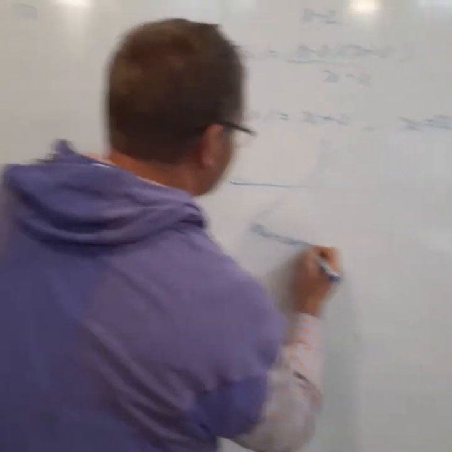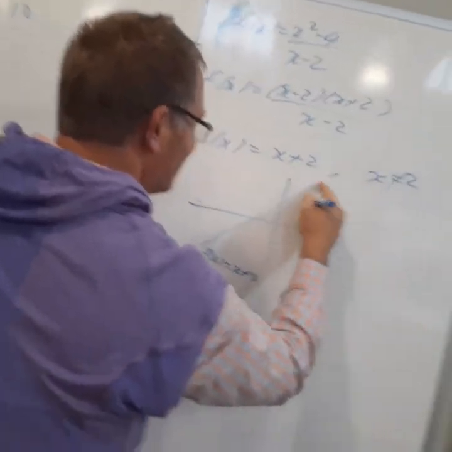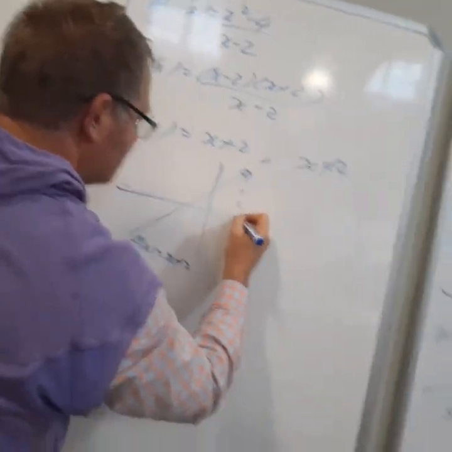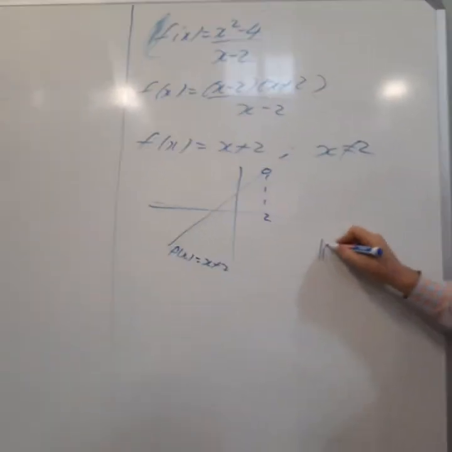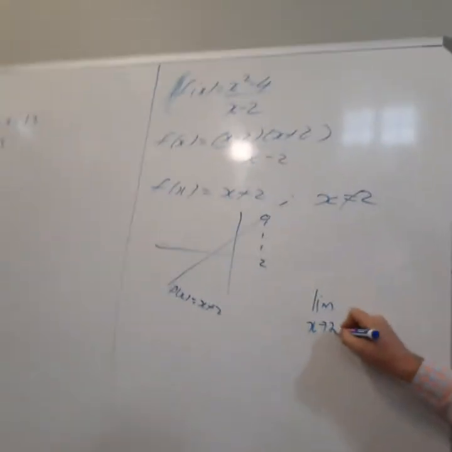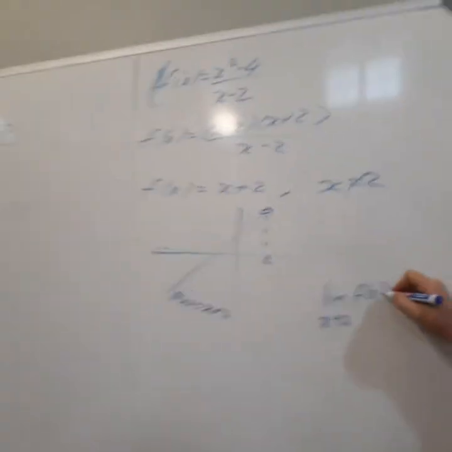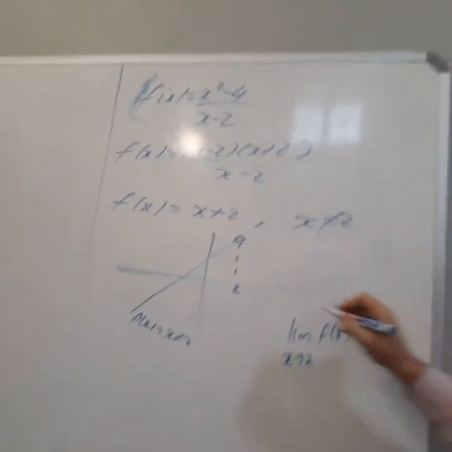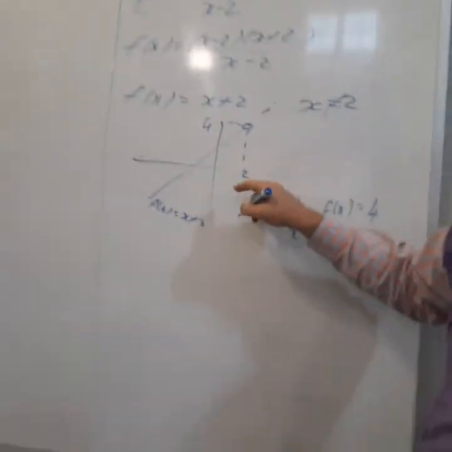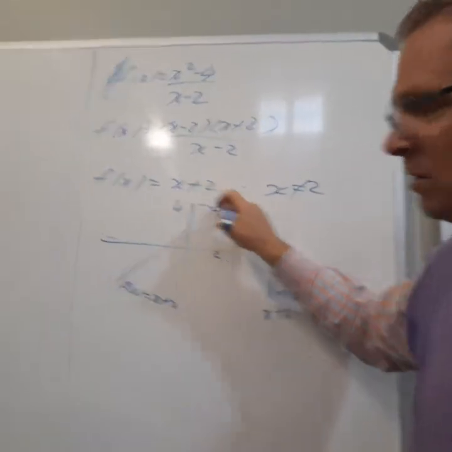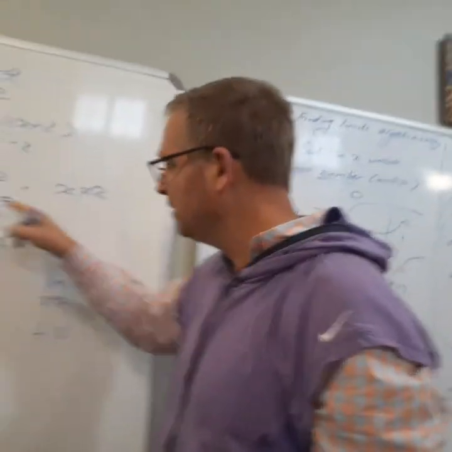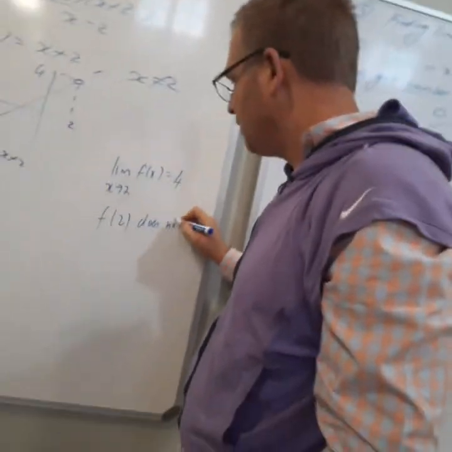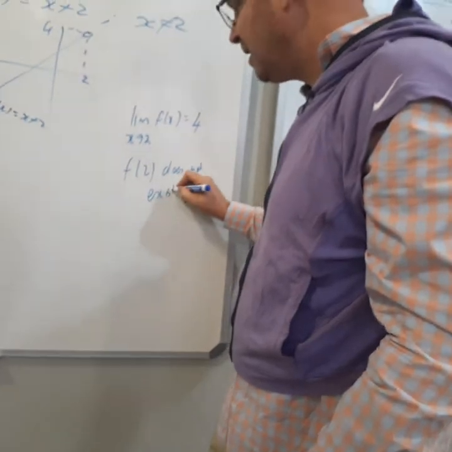Sorry, f of x is equal to x plus 2, but x cannot be 2. And what we worked out algebraically, over here, was that the limit as x tends to 2 of f of x was in fact equal to 2 plus 2, which is 4. So as x heads towards 2, the y value heads towards 4. However, f of 2 does not exist. And for me, that's the most important idea with limits.